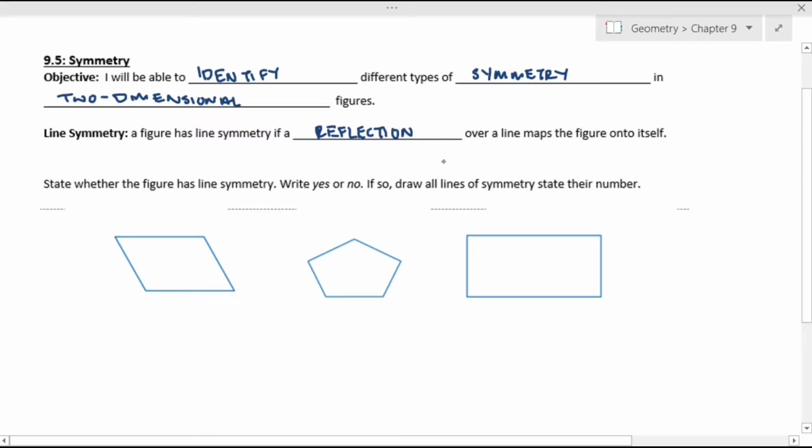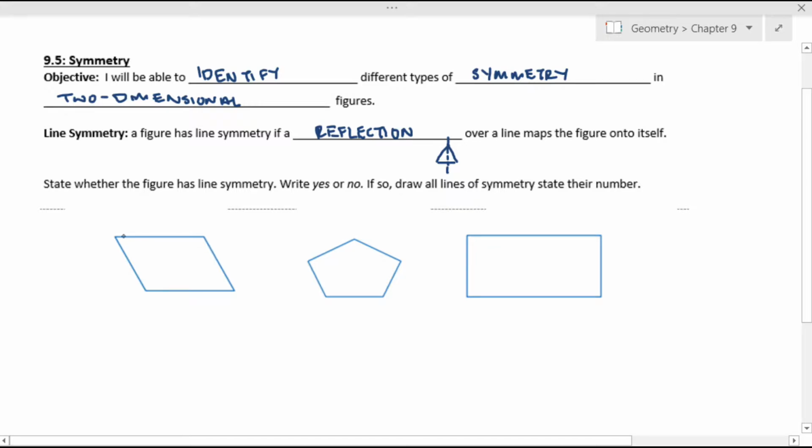So if we had a triangle, an equilateral triangle, and we had this line, we could flip it over that reflection and it would land right back on top of itself. So that's what we're looking for. Will it land on top of itself? State whether the figure has line symmetry, yes or no. If so, draw all the lines of symmetry and state their number.